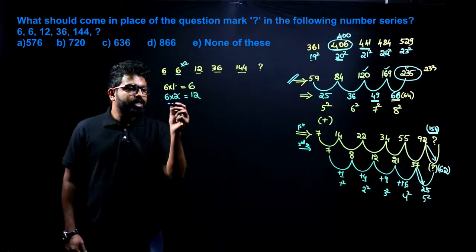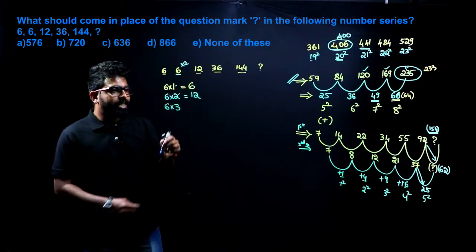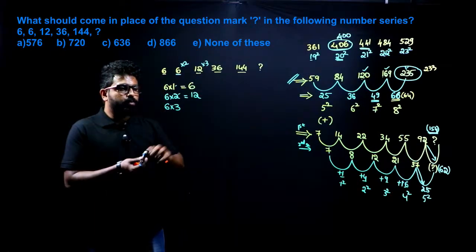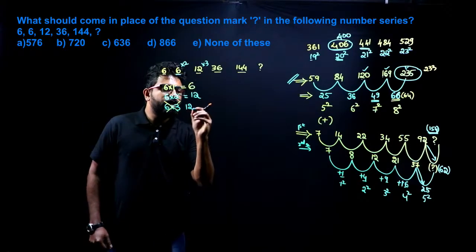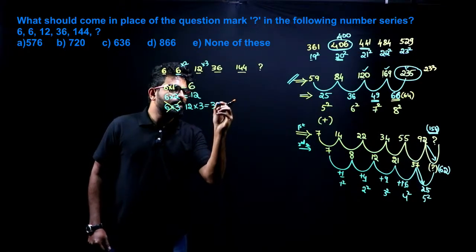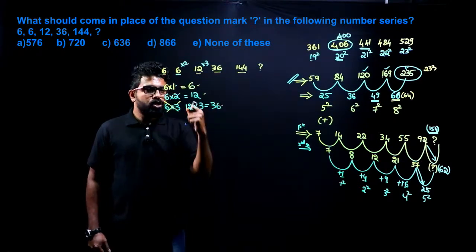What do I need to do next? I need to multiply with 3 here. Sorry, not 6. I need to multiply my previous term, that is my third term, into 3. That would be 12 into 3. What do I get? I get 36. Meaning I've got my same logic here.